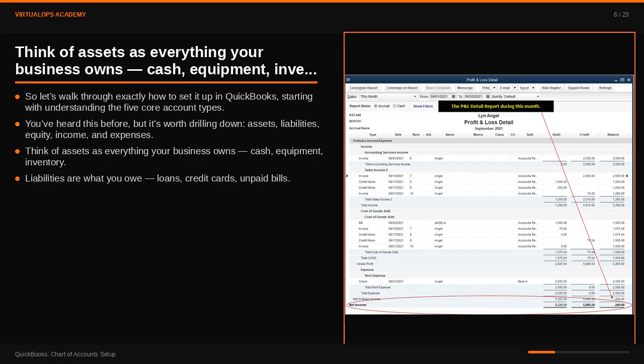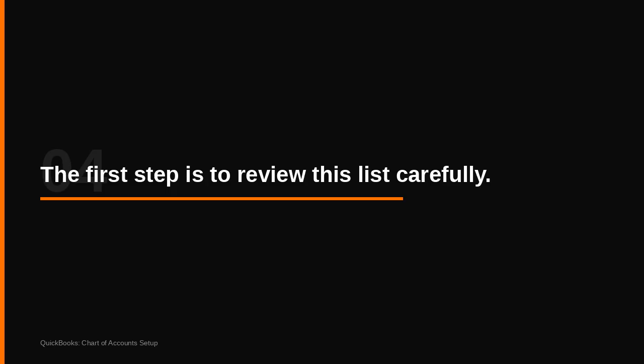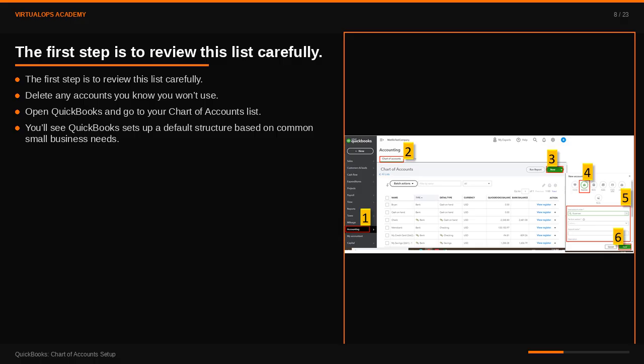Open QuickBooks and go to your chart of accounts list. You'll see QuickBooks sets up a default structure based on common small business needs. The first step is to review this list carefully. Delete any accounts you know you won't use. For example, if you don't have inventory, remove inventory-related accounts, and this keeps your list lean and focused.